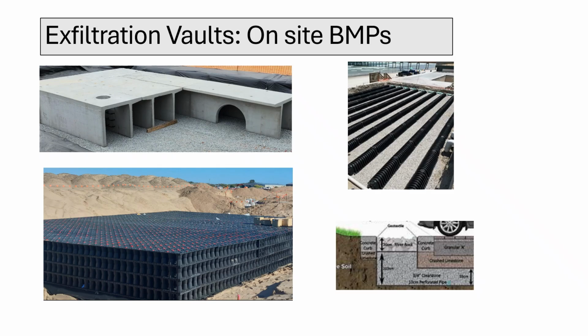Exfiltration vaults are another category of on-site best management practices worth examining. These structures are installed underground and are designed to store stormwater and allow it to slowly infiltrate into the surrounding soil. Unlike some other systems, exfiltration vaults do not rely on perforated pipes. They come in many different types and configurations, ranging from larger systems built to handle and release significant volumes of runoff to smaller units suited for more modest drainage areas. What they all share in common is a defined storage volume, which holds water temporarily before it exfiltrates into the ground below and around the vault.